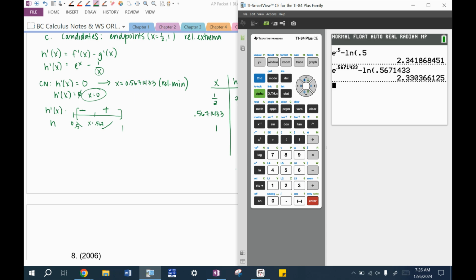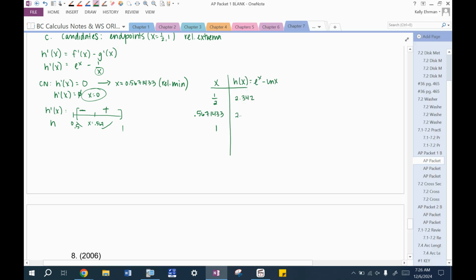I get 2.330. A little bit smaller, right? We said that ought to happen. And then when I plug in 1, I don't think I need a calculator for this. E minus ln 1. And remember, ln 1 is 0. E is about 2.718, I think. So definitely the largest number.